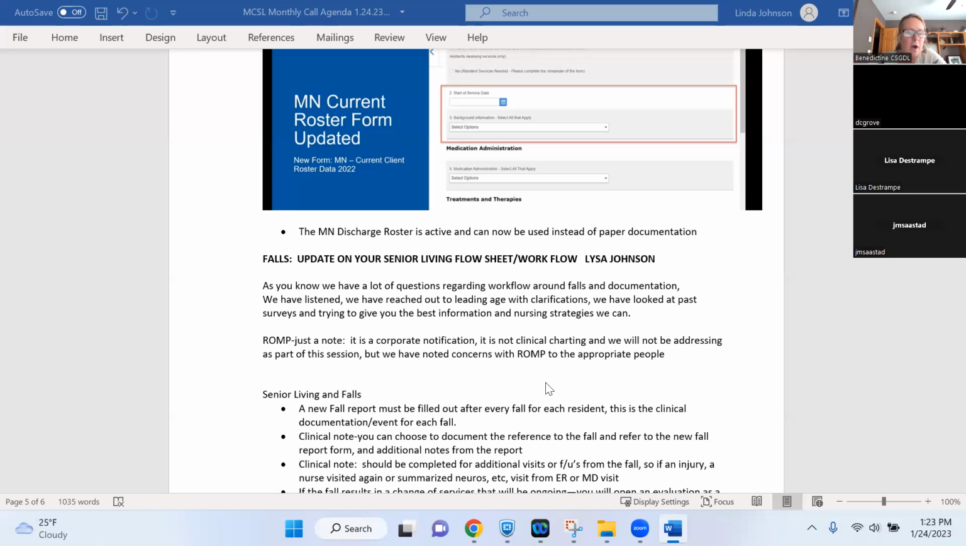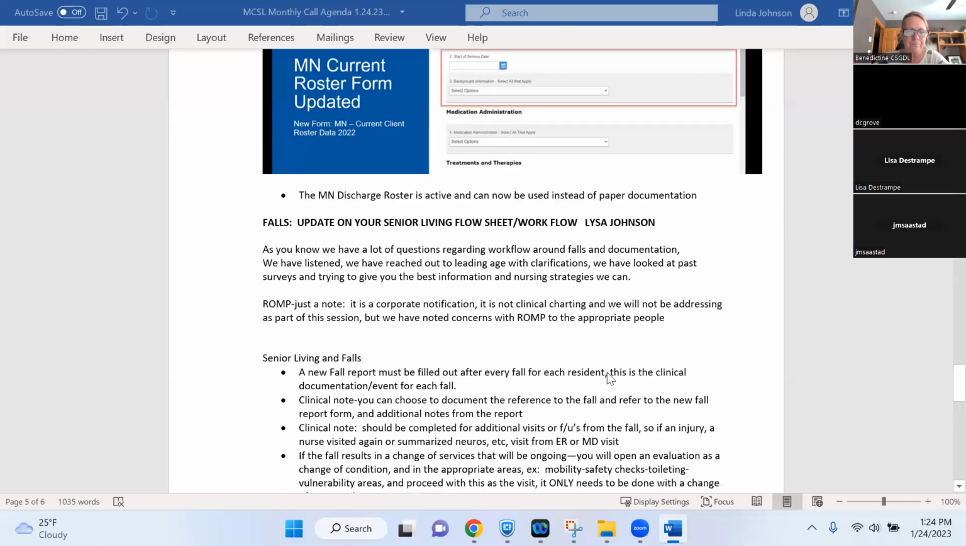But you also have to do a ROMP. So a ROMP is a corporate notification. It's not the clinical charting, and that's where we're finding a lot of controversy. If I pull all your ROMPs, I do not see all the fall forms that would correspond with your ROMPs. It's very important that they match. That's part of my audit when I'm there.